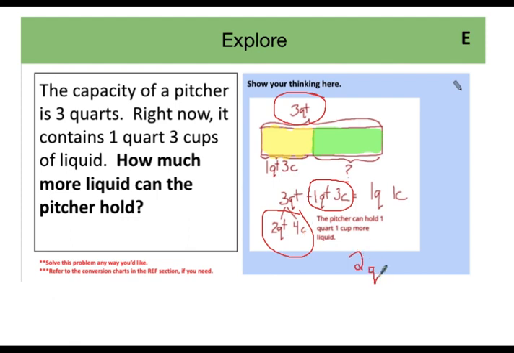Okay, so 2 quarts, 4 cups. And we can subtract the 1 quart and 3 cups. 4 cups minus 3 cups is 1 cup. 2 quarts minus 1 quart gives us 1 quart. All right, so again, we can subtract like terms. We did have to rename the 3 quarts differently, as 2 quarts and 4 cups, so that we can subtract the 1 quart and 3 cups. This strategy won't always work, but in this case, it worked for us here. Let's go ahead and take a look at the next slide.